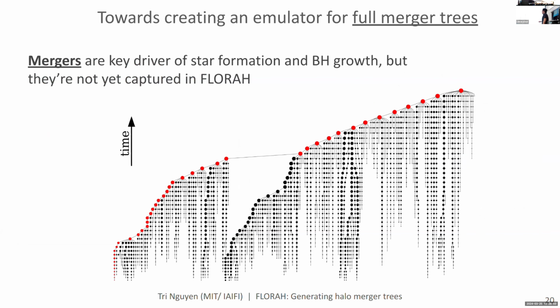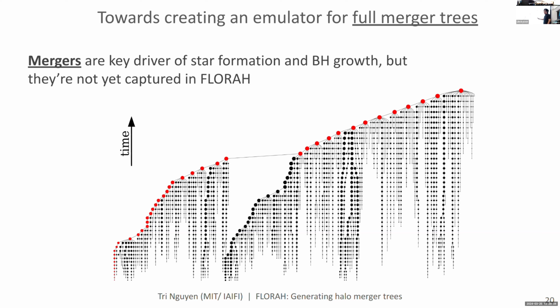For the later part of my talk, which is going to be much shorter, I want to present some ongoing work on actually generating the entire merger trees. Mergers are a key driver of processes like star formation, black hole growth, and black hole seeding, but they're not really captured by FLORAH. As a reminder, this is an example of a merger tree, and what FLORAH captures is this red branch here with the mass assembly history. But a merger tree is much more complicated than this, just from the number of data points, the merger relations, and the progenitor relationships in this tree. So how do you capture something like this?